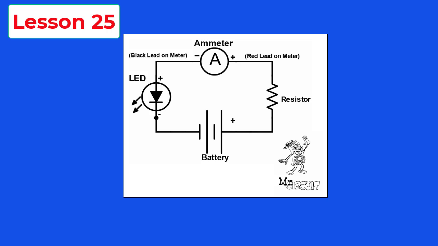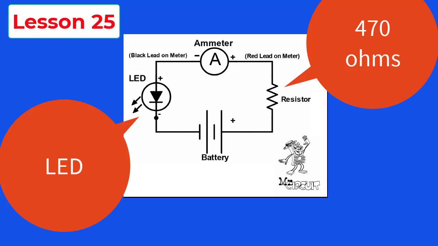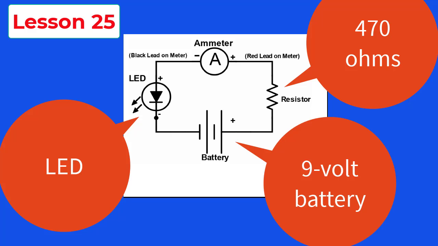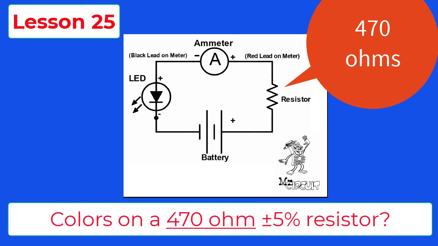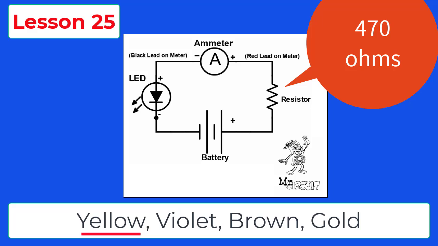First, in Lesson 25, we build a simple circuit with an LED, a 470 ohm resistor, and a 9-volt battery, leaving space to insert the digital multimeter into the circuit to measure the current. As a review, what are the colors on a 470 ohm plus or minus 5% resistor? Answer: yellow, violet, brown, and gold.